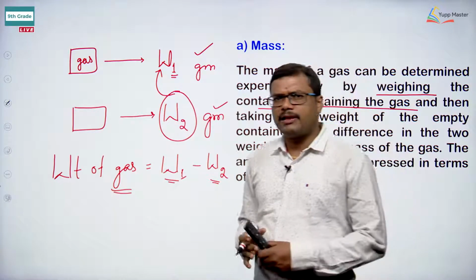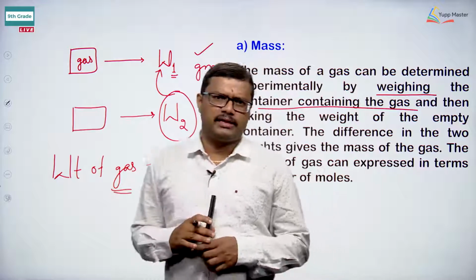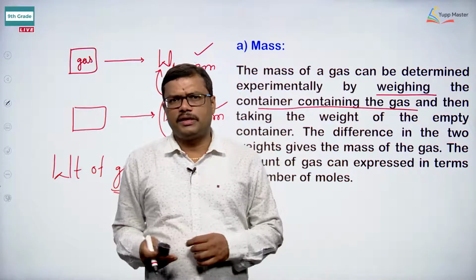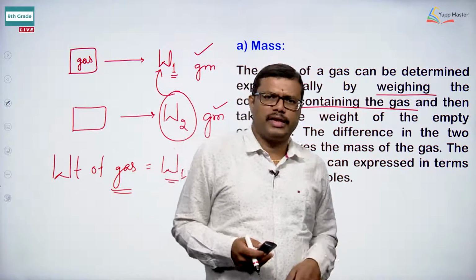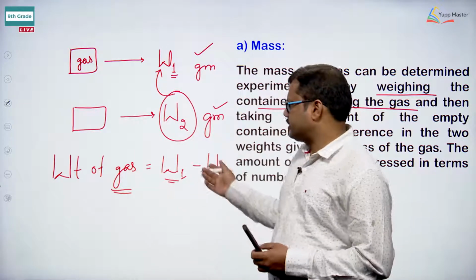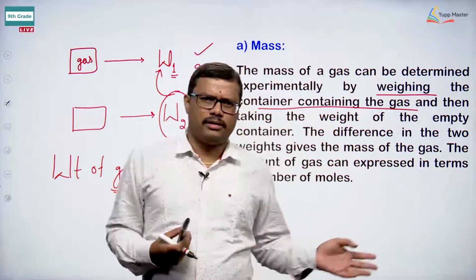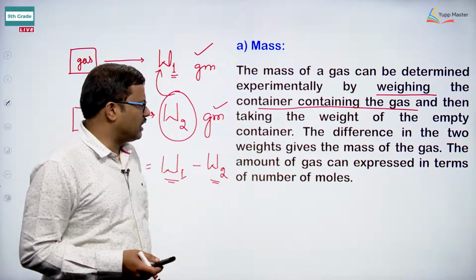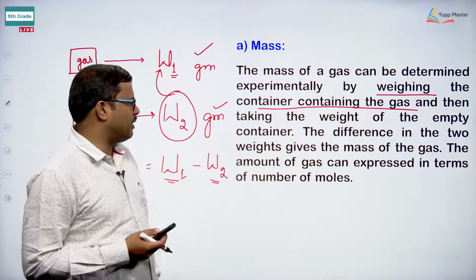So the weight of a gas can be easily obtained by subtracting the weight of the empty container from the weight of the container having a gas. Okay. So this can be done easily through the balance that we are going to use. So the difference of the two weights will give us the mass of the gas.